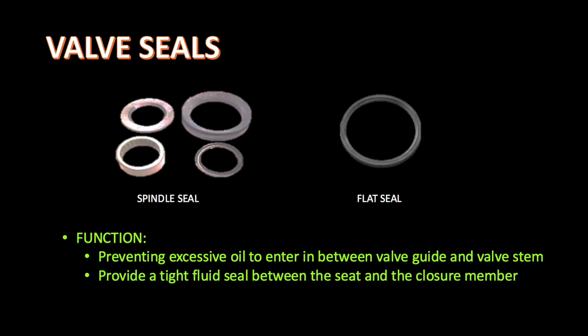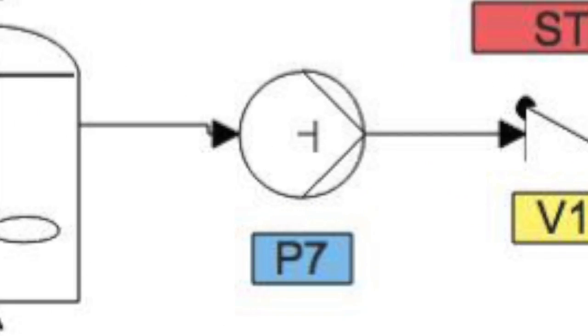Some examples of valve seals are spindle seal and flat seal. Their functions are to prevent excessive oil from entering in between the valve guide and valve stem, and to provide a tight fluid seal between the seat and the closure member.